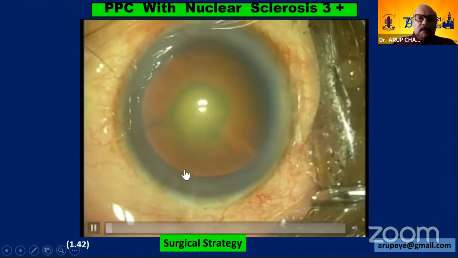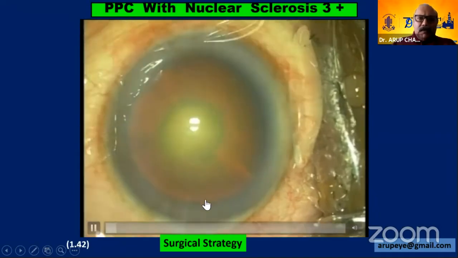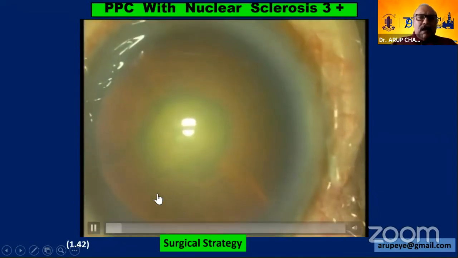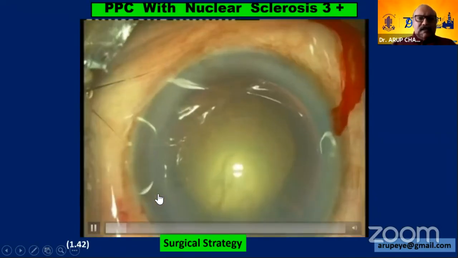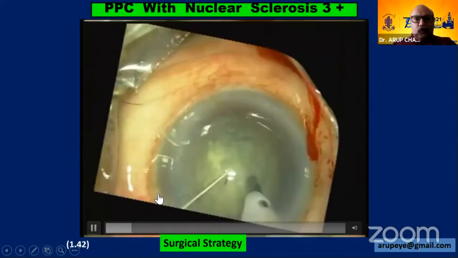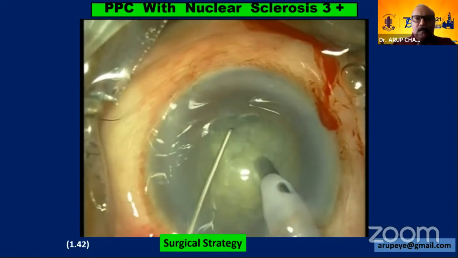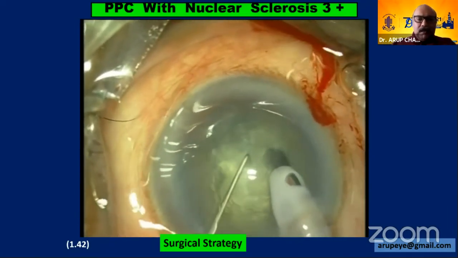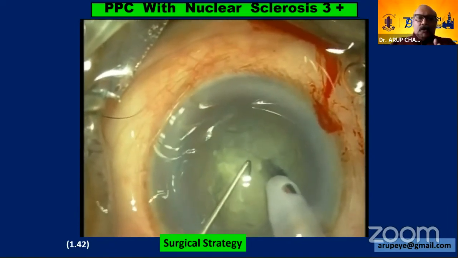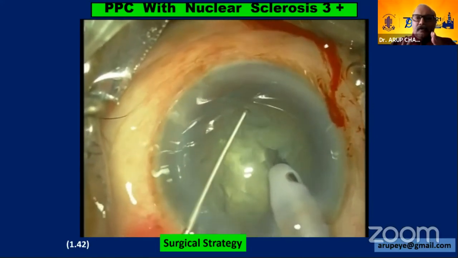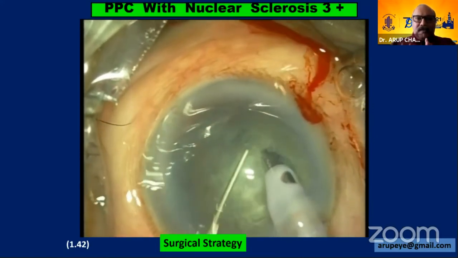This is an elderly man with a 3+ nuclear sclerosis. This is just to show you the technique of nuclear disassembly. And my main focus will be on the next video, which is a very eventful video. A lot of complications happened and they were very well managed. The patient did well eventually. Here, the hydrodissection was not done, so the nucleus cannot be rotated.